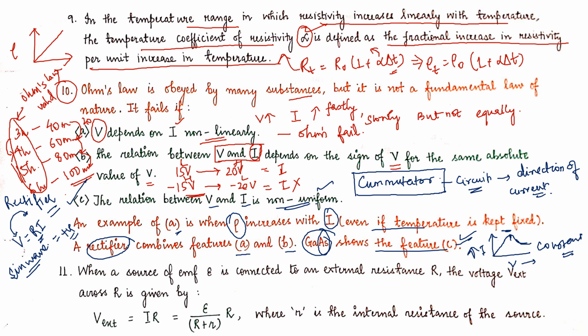Moving to next point 11. When a source of EMF E is connected to an external resistance capital R, the voltage V external across R is given by V external equals IR equals E upon R plus r, into R. Current equals voltage upon the resistance. Here E is the EMF, that is the voltage inside the circuit, and R plus r is the external resistance plus the internal resistance, where small r is the internal resistance of the source.